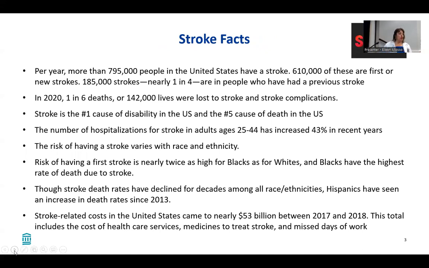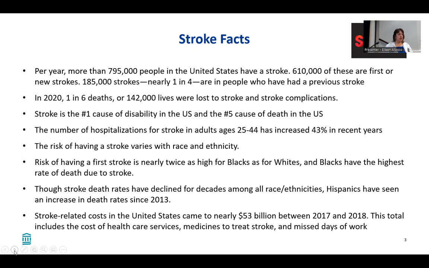Stroke facts, I put a lot of information here because I only wanted to give it one slide because it's just overwhelming. Stroke is a very prevalent event that happens that causes a lot of disability. Almost 800,000 people a year have strokes, and that was information back from 2020. About 142,000 people died of stroke in 2020.